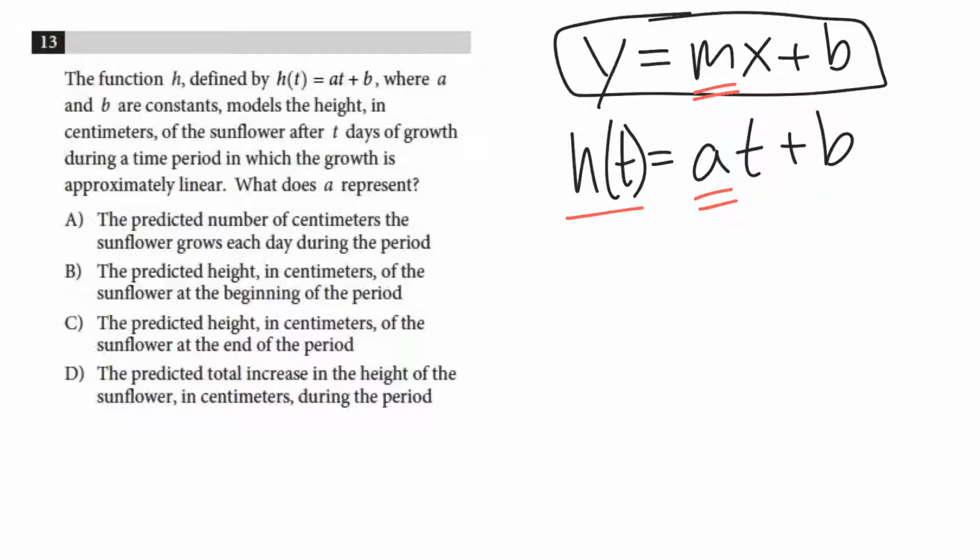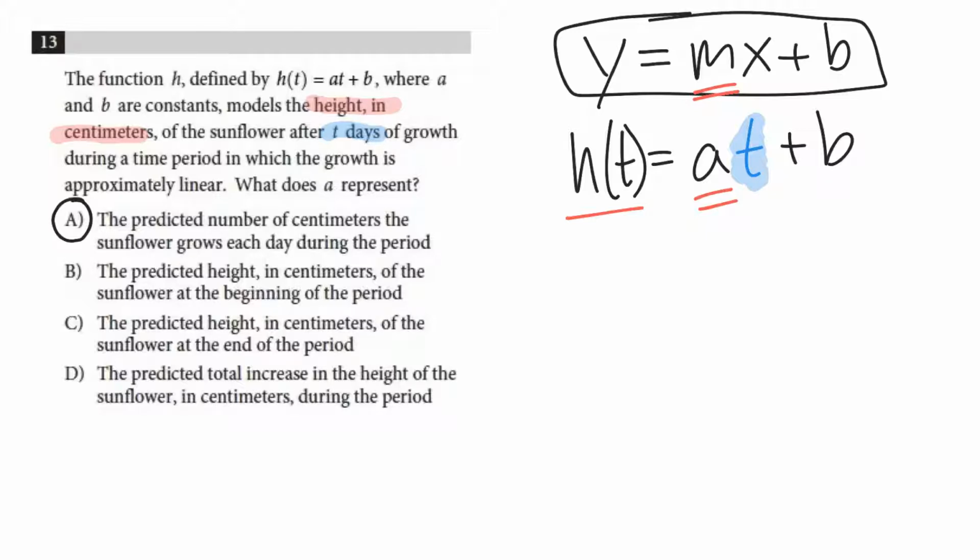Okay, let's read our answers. So A, the predicted number of centimeters the sunflower grows each day during the time period. Well, that would be true if t is in days, and of course it is. If we look back at our setup here, t is in units of days, and we know that the output h is in centimeters, because it says height in centimeters. So right off the bat, I'm thinking that A is going to be our solution.